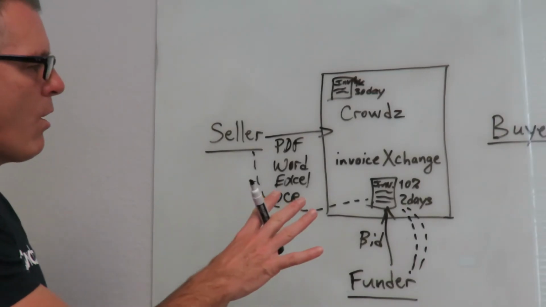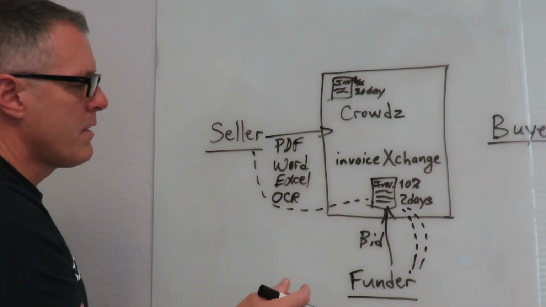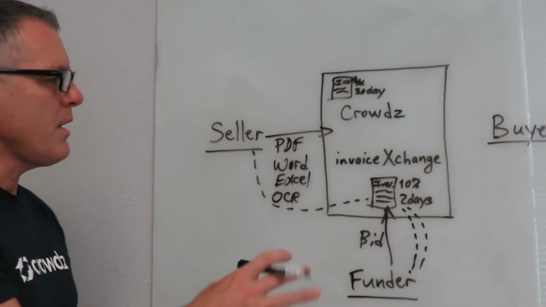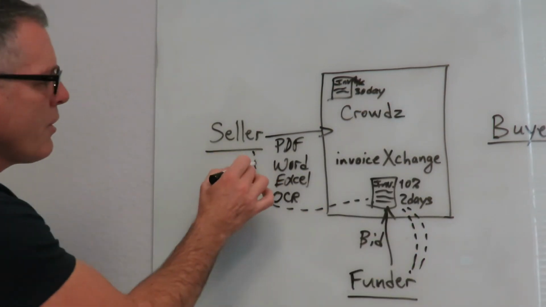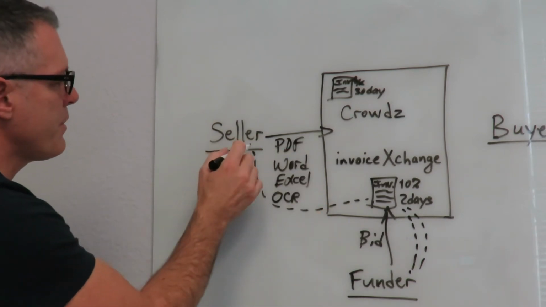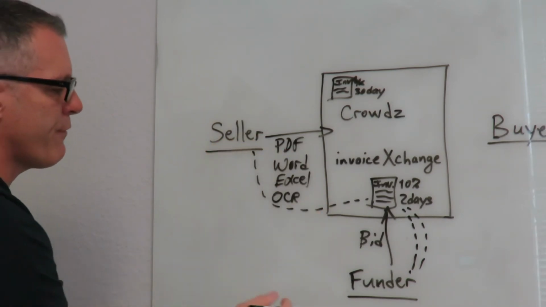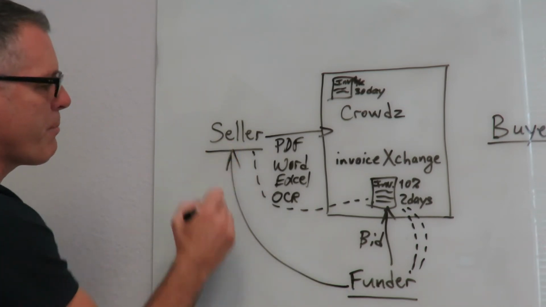All right, so our invoice was accepted as a funder, the bid was accepted. So now let's get into the funding and the reconciliation across the platform. The seller knows that their bid was accepted, the funder knows the bid was accepted. The seller now has to wait for funding. The funder routes the money to their bank account.